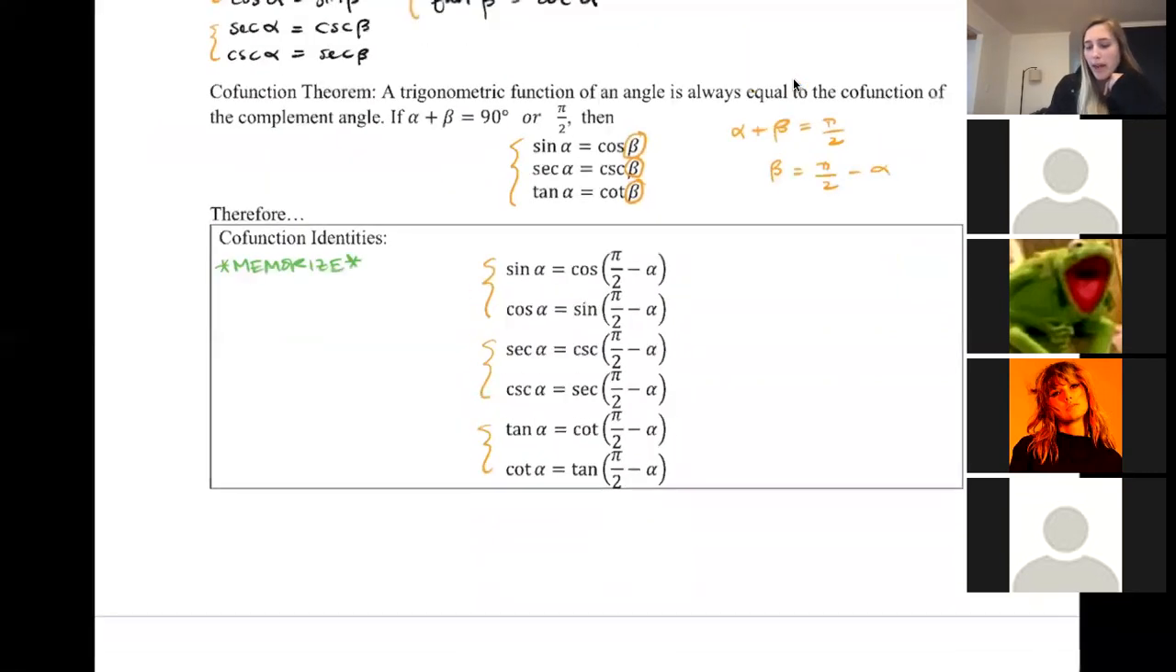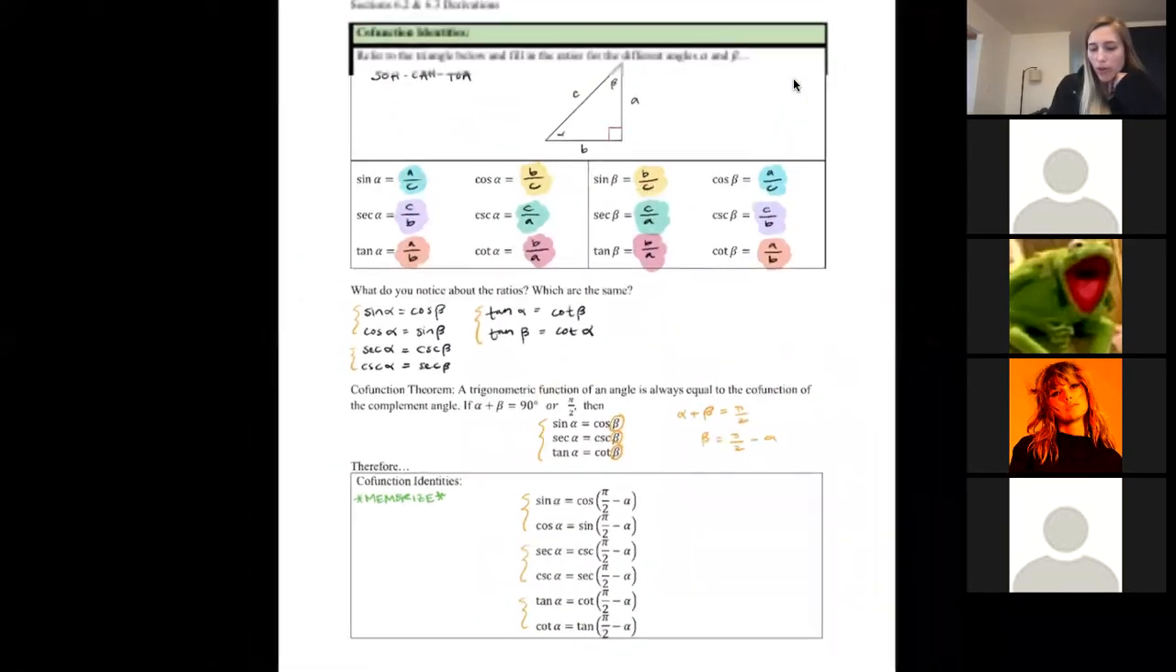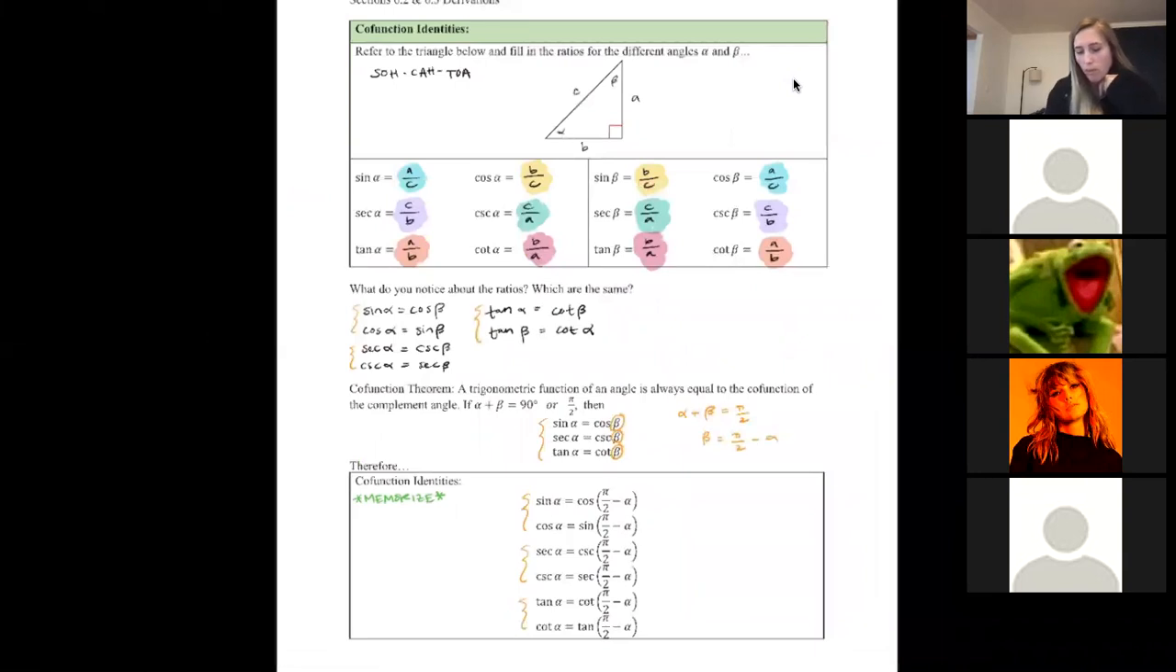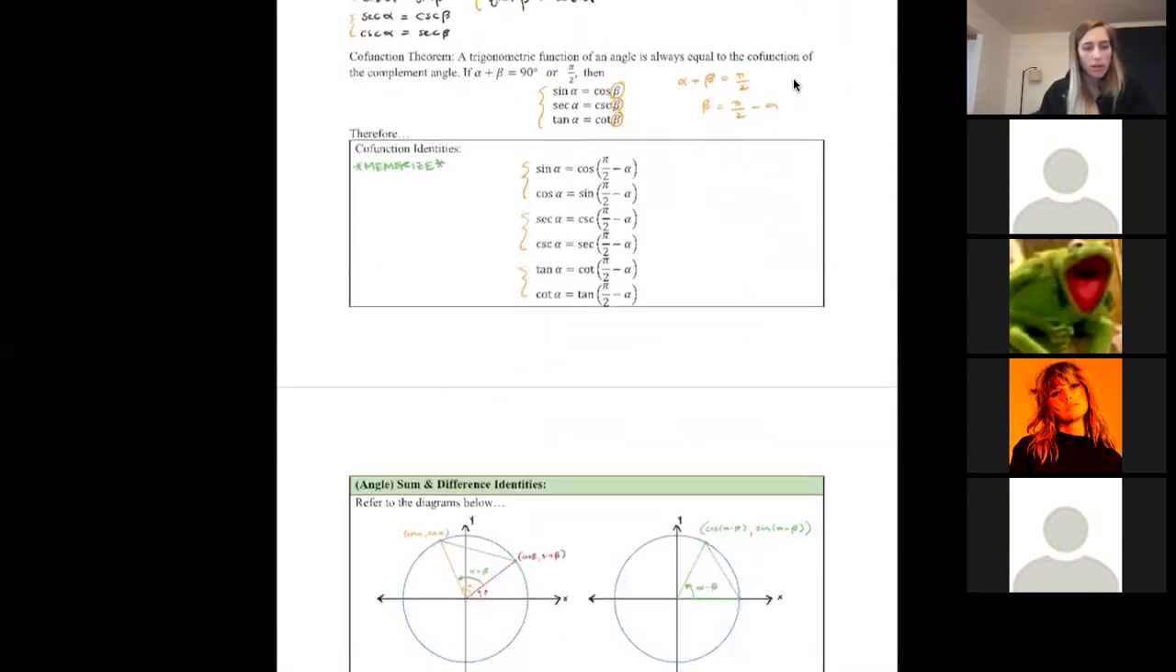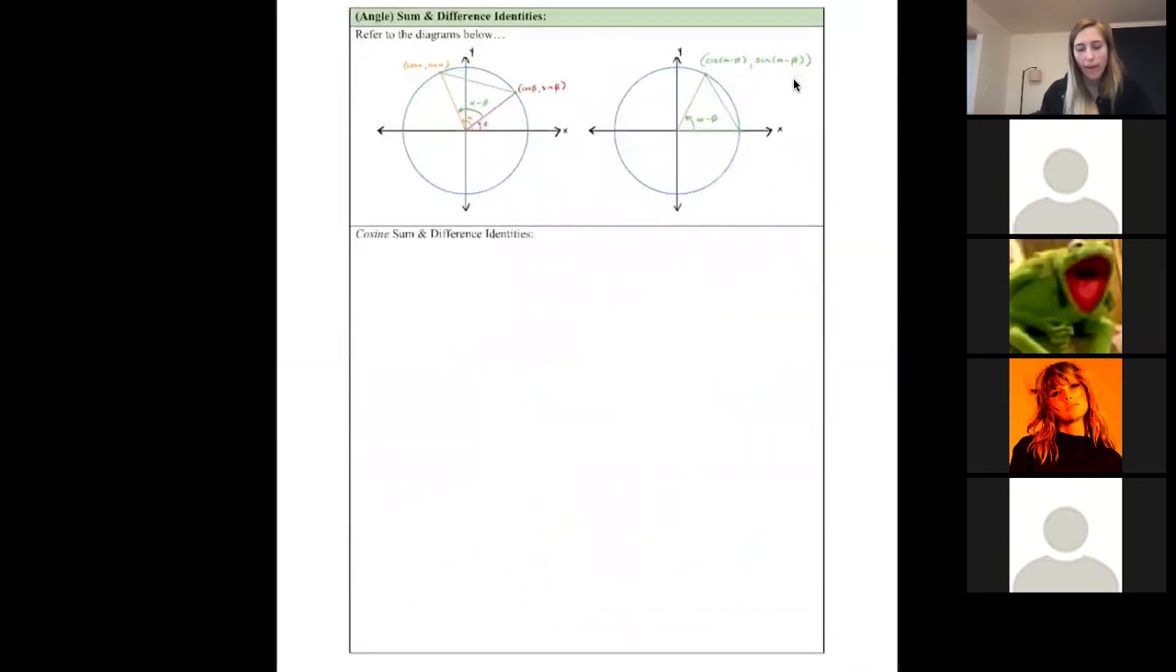All right, does anyone have any questions for me on the cofunction identity? So that whole process we just did, referencing the right triangle, that was to derive our cofunction identities. And if it's okay with you guys, we're going to move on.